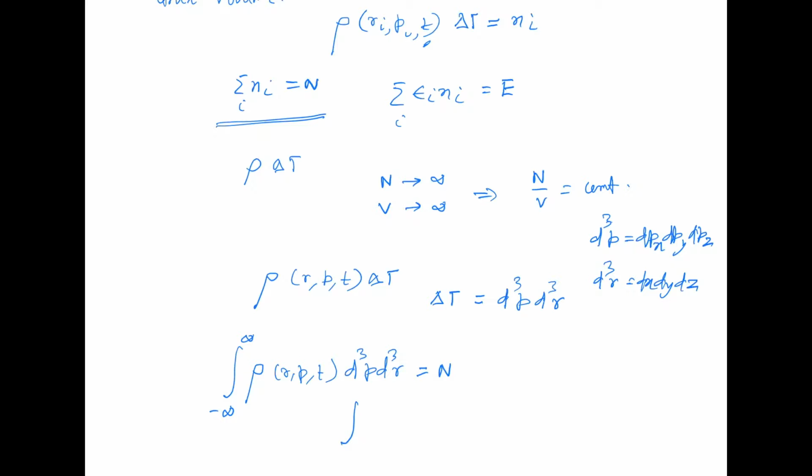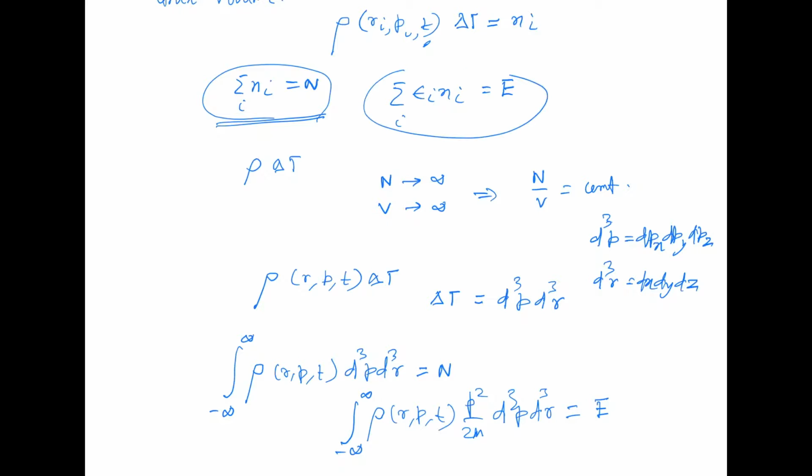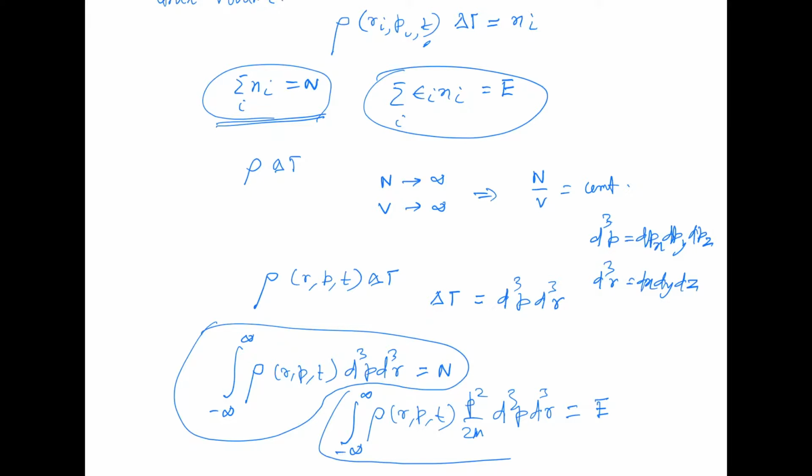And the total energy E will be represented as the integration from minus infinity to plus infinity of rho(r, p, t) into p square by 2m, d3p d3r. So that will be the total energy E. So in the thermodynamic limit, these two summations will be replaced by these integrations. This is for the total number of particles N, and this is for the total energy of the system E.